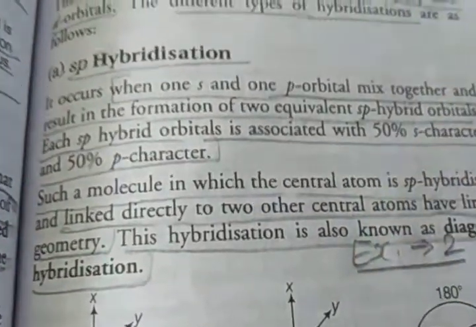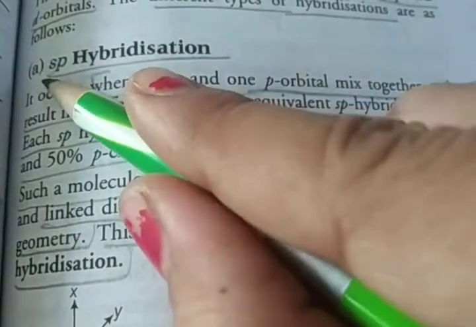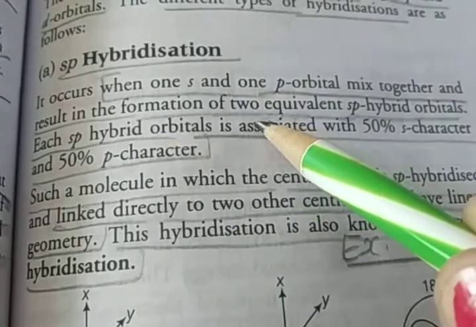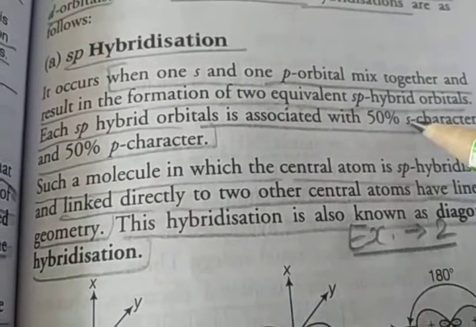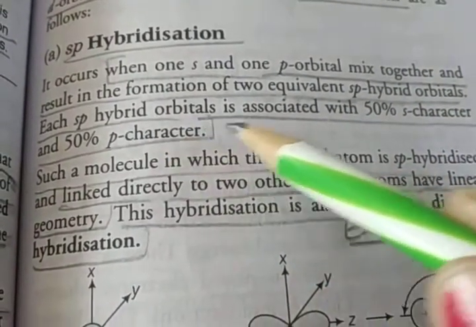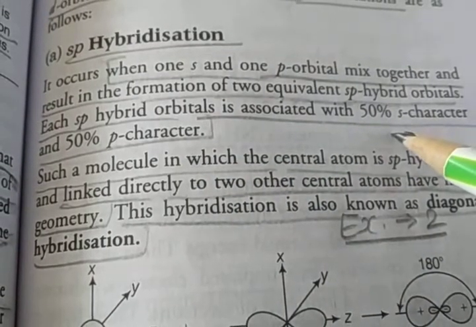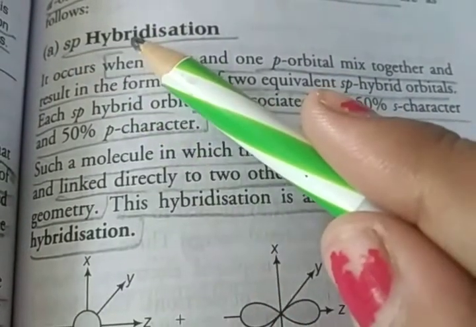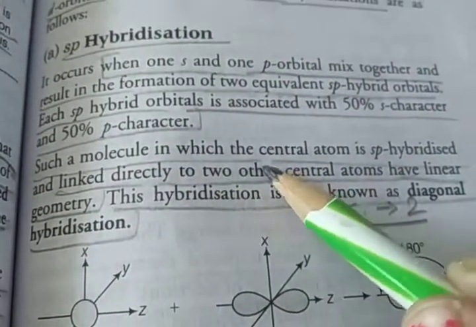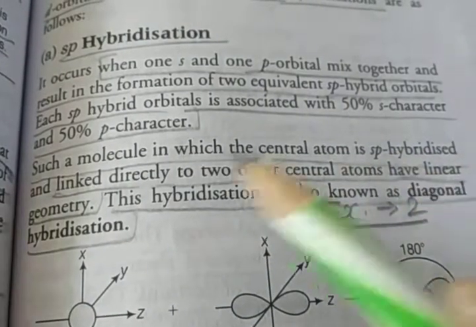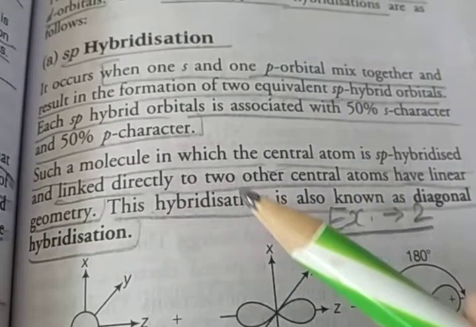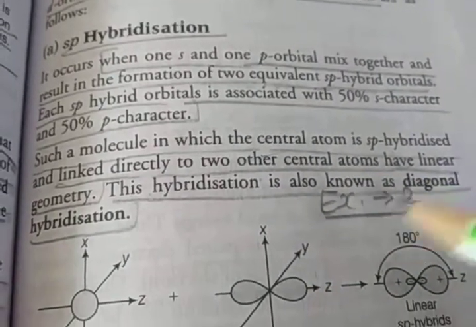Okay, sp hybridization. sp hybridization occurs when one s and one p orbital mix together and result in the formation of two equivalent sp hybrid orbitals. sp hybrid orbitals are associated with 50% s character and 50% p character. A molecule in which the central atom is sp hybridized and linked directly to other central atoms has linear geometry. This hybridization is known as diagonal hybridization.